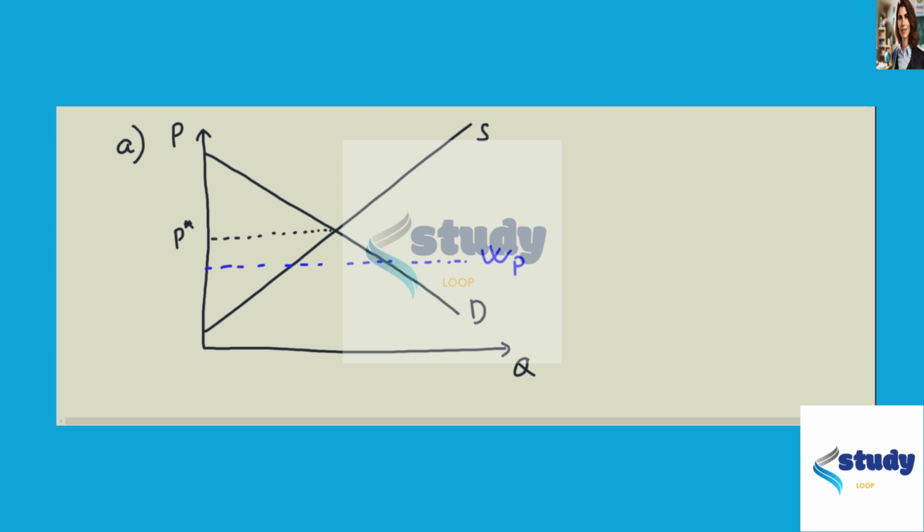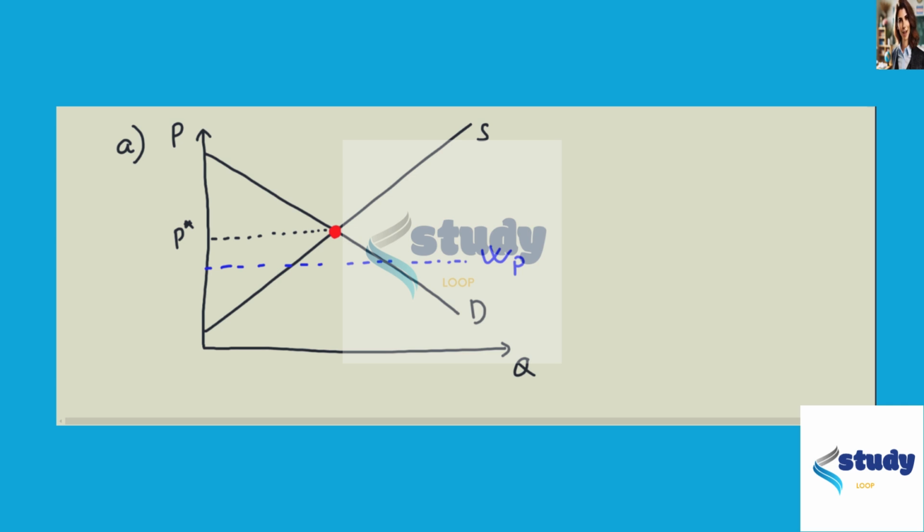For this question, first we need to review the concept of gain from trade. Here we have a supply and demand graph, and this is the initial equilibrium. We have P star as the equilibrium price in a closed economy. Now let's say the economy is open to trade and the world price is lower than the domestic equilibrium price. World price is denoted as a dashed line in blue.